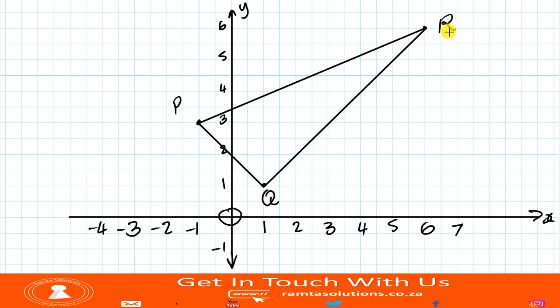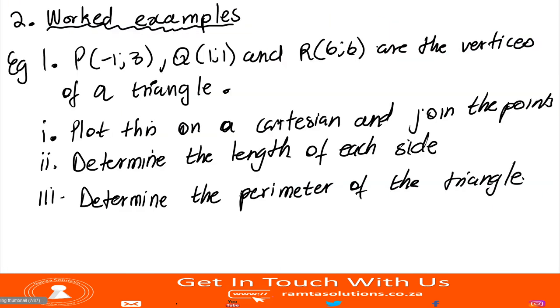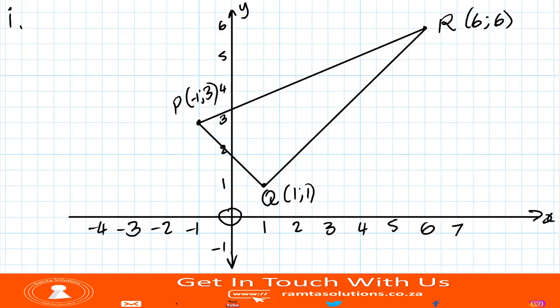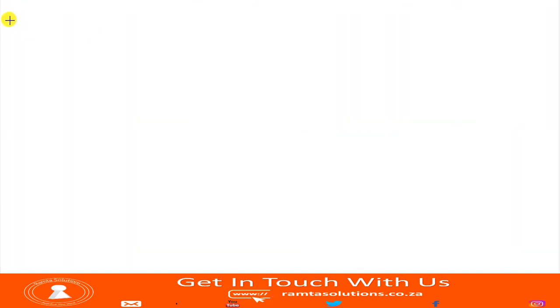Okay, so we have drawn them on a Cartesian plane. P had coordinates -1 and 3. Q had coordinates 1 and 1. R had coordinates 6 and 6. Perfect. So we are done with question 1, Roman figure 1. Roman figure 2 says determine the length of each side. I will determine PR. Let's begin with PR.